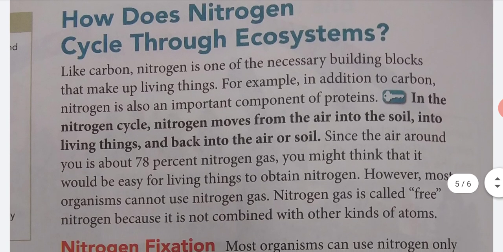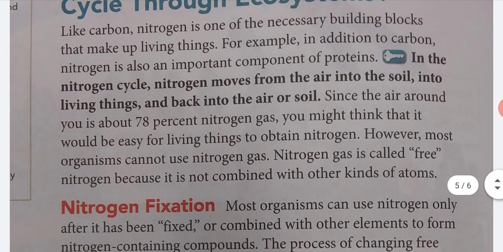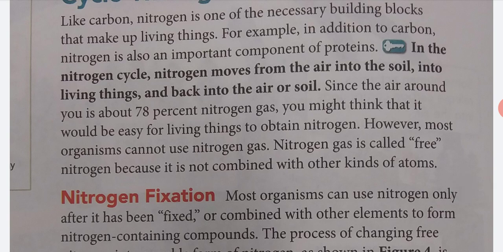How does nitrogen cycle through the ecosystem? Like carbon, nitrogen is one of the necessary building blocks that make up living things. For example, in addition to carbon, nitrogen is also an important component of proteins. In the nitrogen cycle, nitrogen moves from the air into the soil, into living things, and back into the air or soil. Since the air around you is about 78% nitrogen gas, you might think that it would be easy for living things to obtain nitrogen.